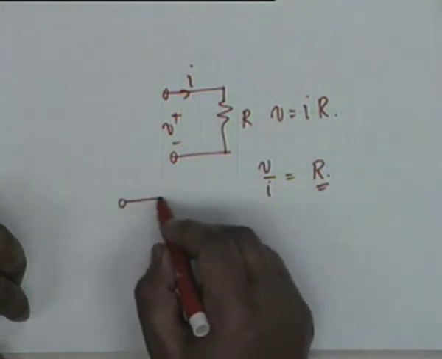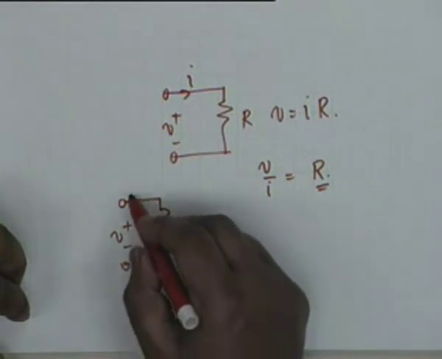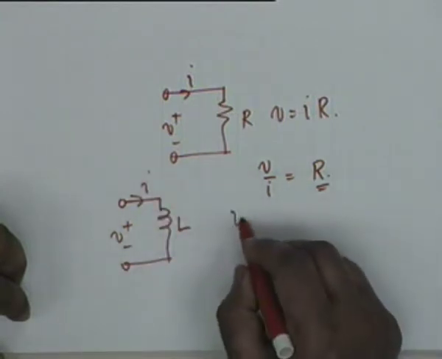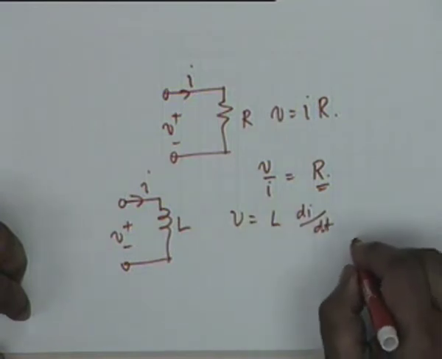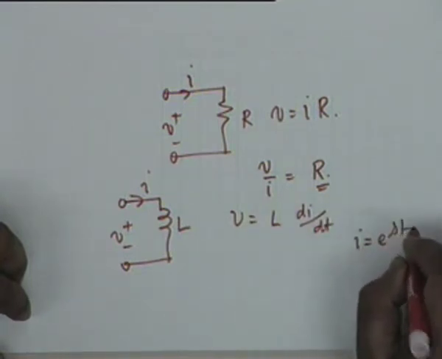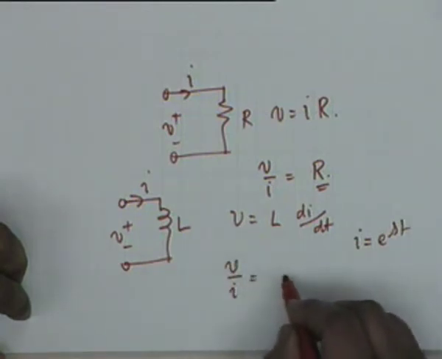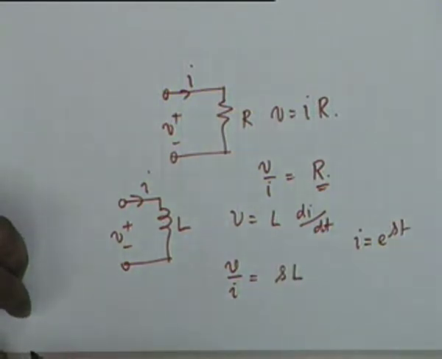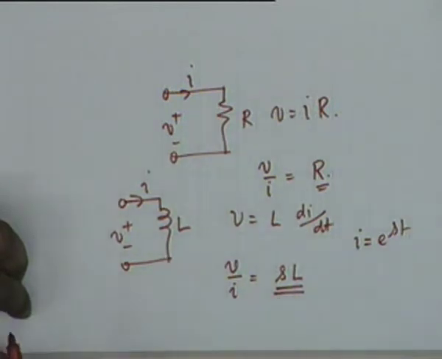On the other hand, if I have an inductor L, with V and I, then you know V is equal to L di/dt. And therefore, if I is of the form e to the st, then V by I shall be equal to s times L. So, the impedance of an inductor of value L is simply equal to s times L.